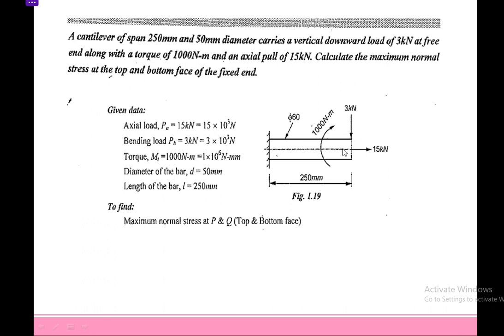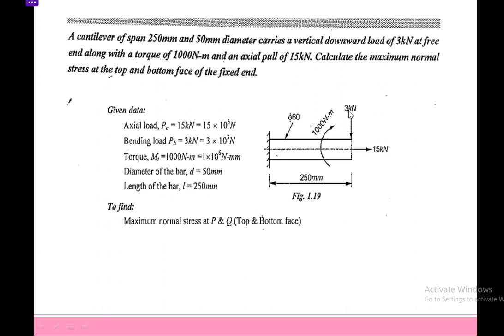And the second one is an axial load. The axial load is acting in an outwards direction. So this is called an axial pull, a pulling force acting on the free end. This is called the axial pull of 15 kilonewton.